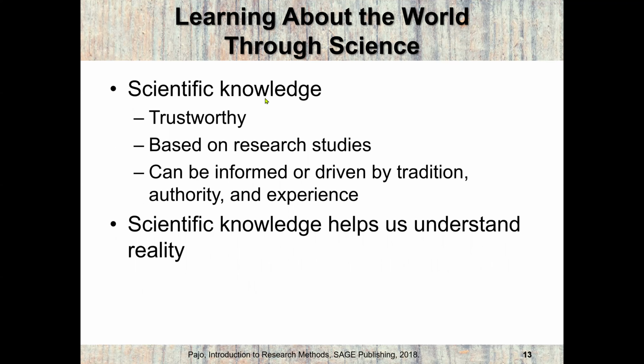Next is scientific knowledge. We know in scientific knowledge, trustworthiness is very important. So, trustworthy, and also scientific knowledge is based on research studies. Also, it can be informed or driven by tradition, authority, and experience. So scientific knowledge helps us understand reality.